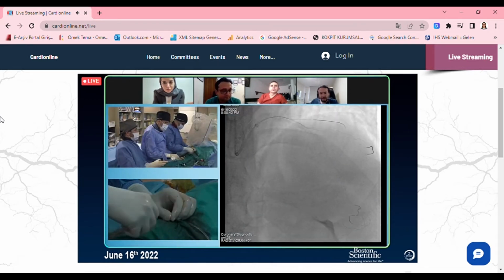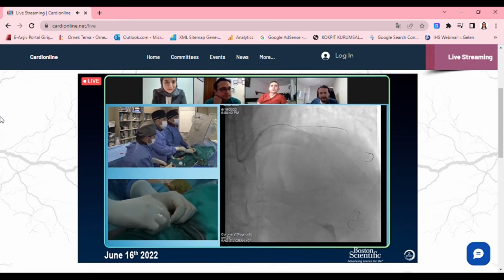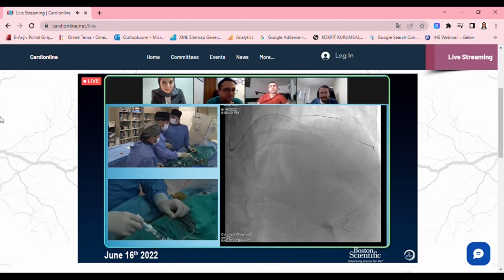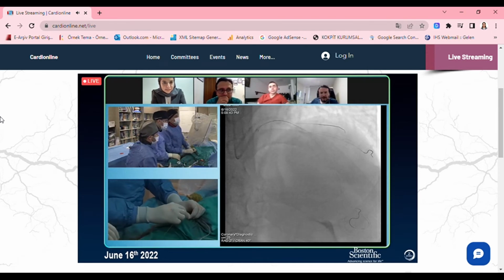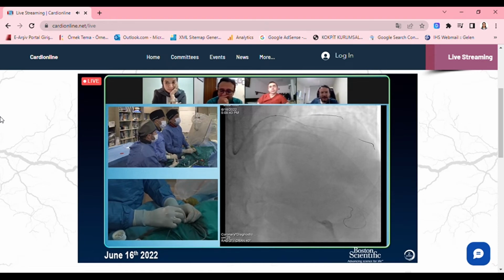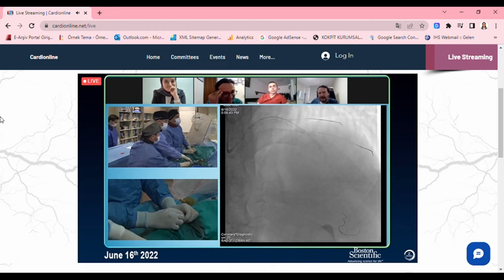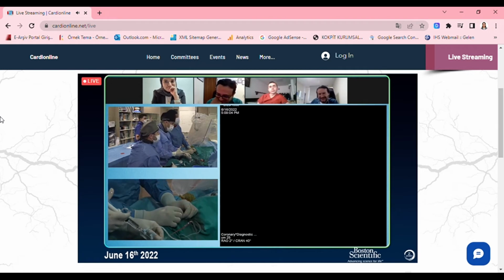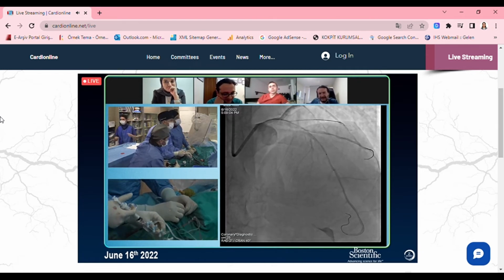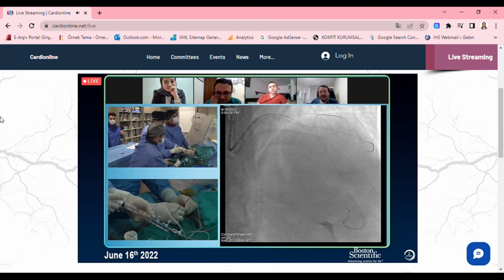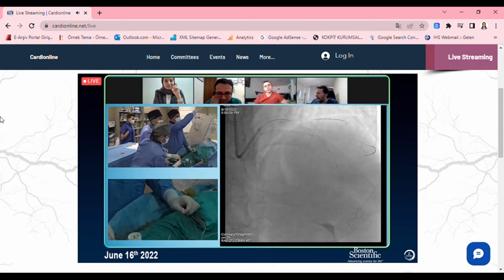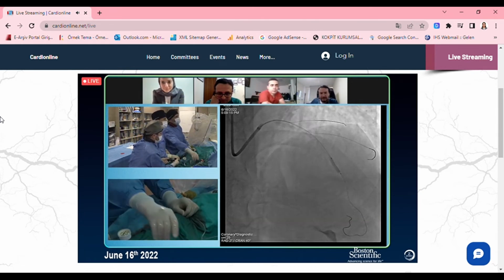So walk us through what you have there. What balloon do you have in there? A 3.0 by 15 Quantum Maverick, right? Yes. Wow, you are rich. I have to use NC. We have to be careful. This is an excellent non-compliant balloon. I think we have to cover all the way right up to here.